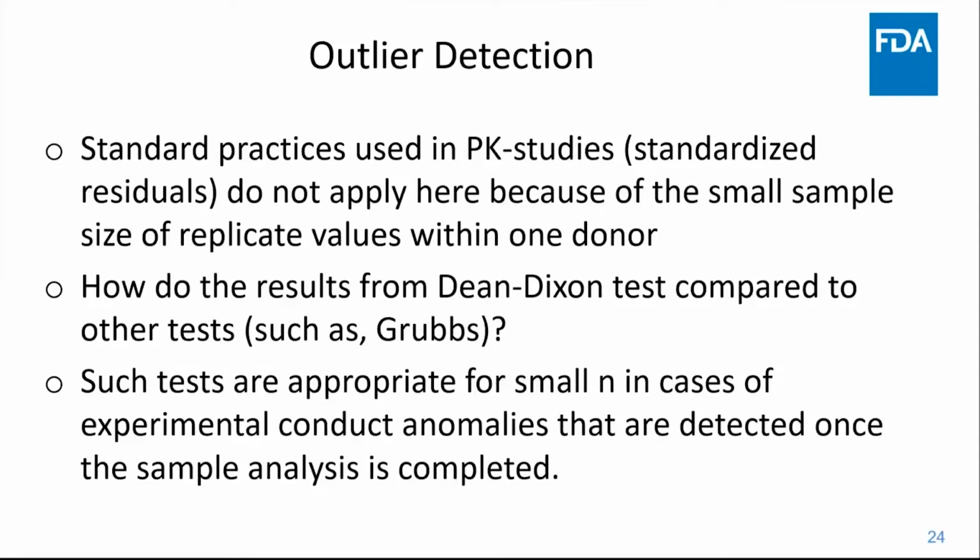How can we use the results from Dean-Dixon tests? How do these results compare to using another test for identification of outliers, such as the Grubbs test? Such tests are appropriate in this case because of the small sample size. So here we have cases of experimental conduct anomalies that are detected once the sample analysis is completed.